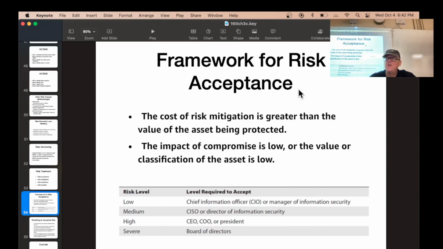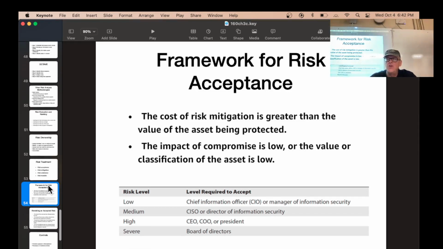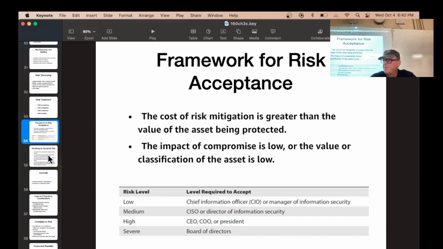So for risk acceptance, you do this when the cost of the mitigation is greater than the value of the asset being protected. So just letting it happen is cheaper than trying to prevent it. And at your company, you will have rules for who's allowed to make this decision. So for low risk, a CIO or manager of information security would be allowed to just accept it. But for higher risks, it'd have to be someone higher, like the president of the company or the board of directors, to accept a really high, severe risk. That's a really important decision that shouldn't be left to lower level management.